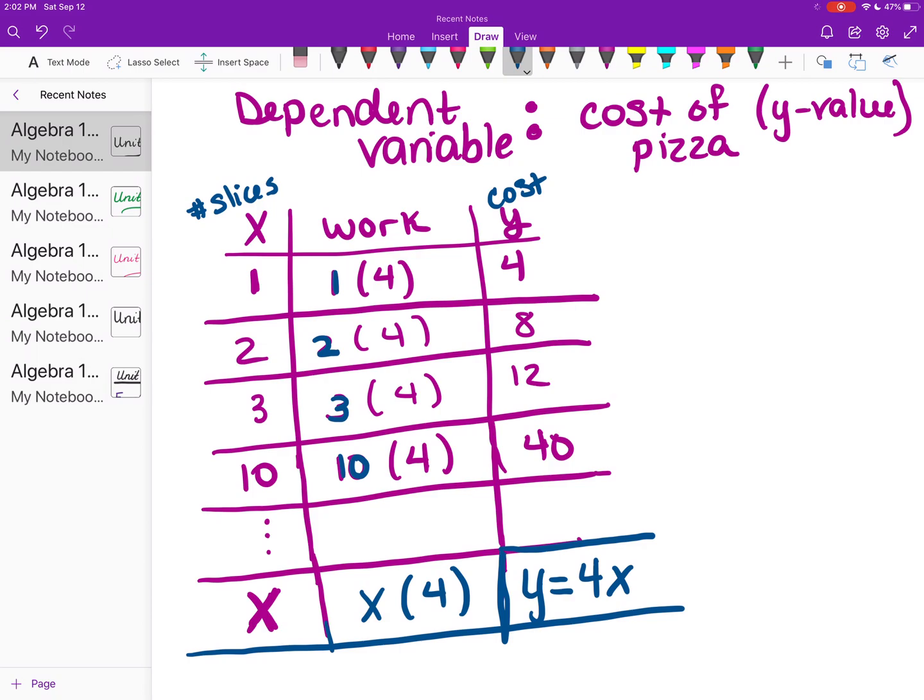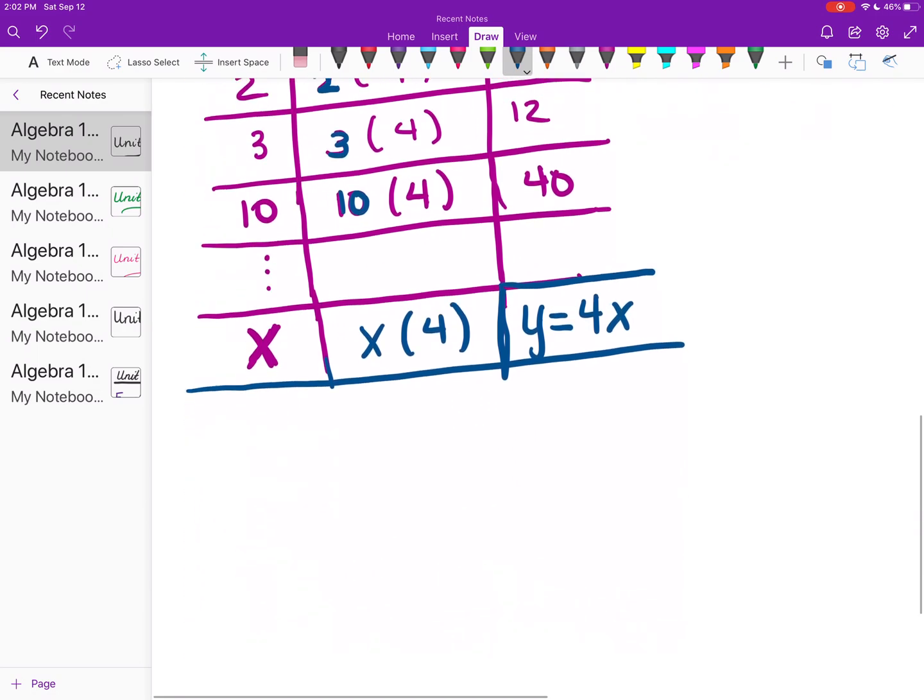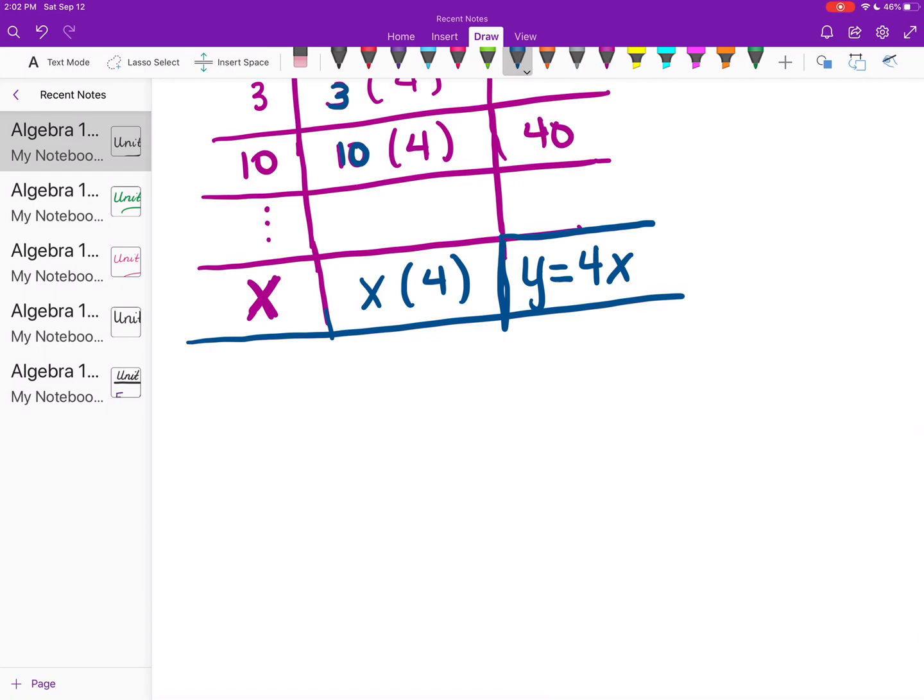So now let's do a graph of this. Now this is where real life and math life kind of don't always meet great.